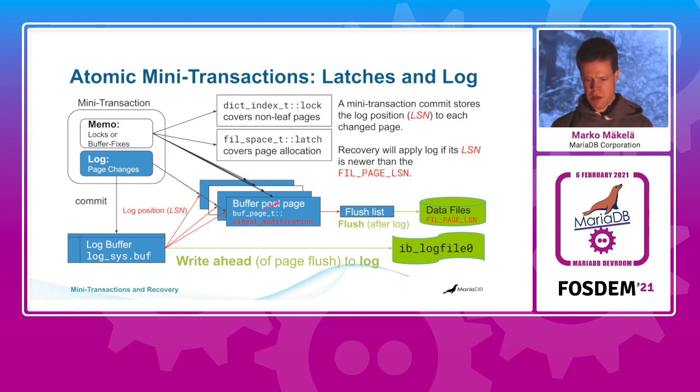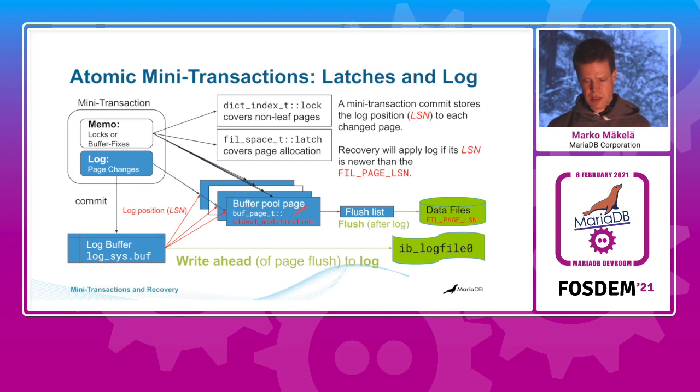And that LSN we will copy to the page headers in the FIL page LSN field, so that if the system is killed and restarted, recovery will only apply log records that are newer than the latest change in the page. Also, if a page was modified for the first time by this mini transaction, then we will write the oldest modification field with the LSN, and we will add the block to the flush list, so that if we are performing checkpoint flushing, we will be writing the start of the flush list first, so that we will be able to advance the checkpoint LSN.